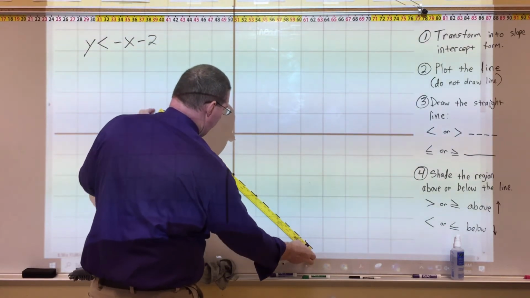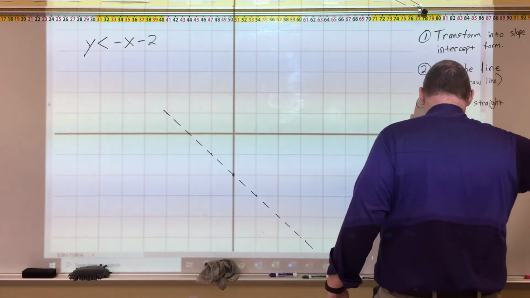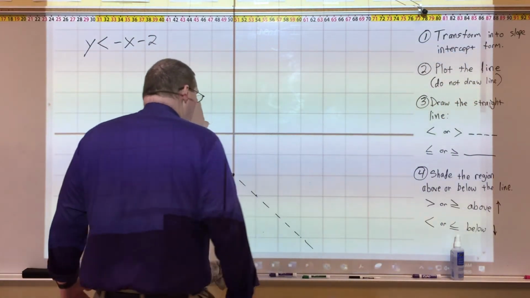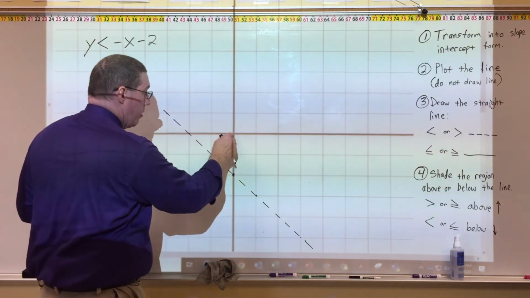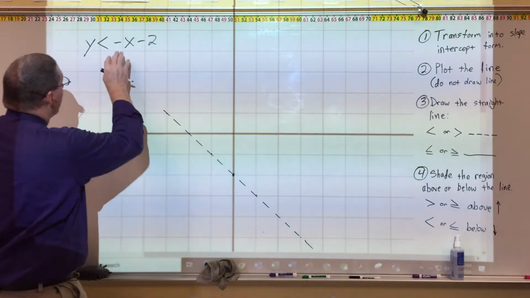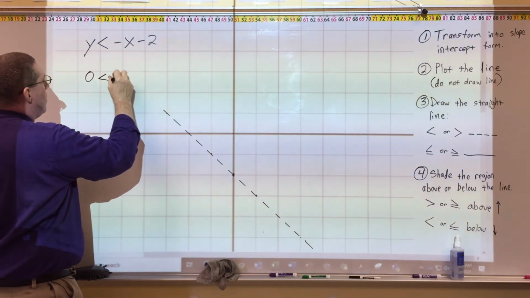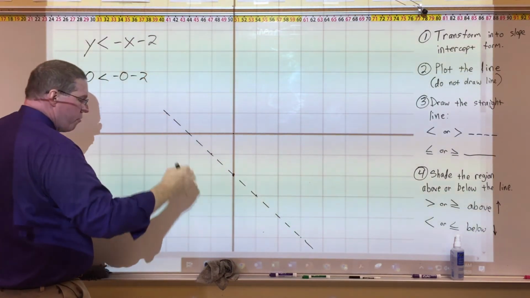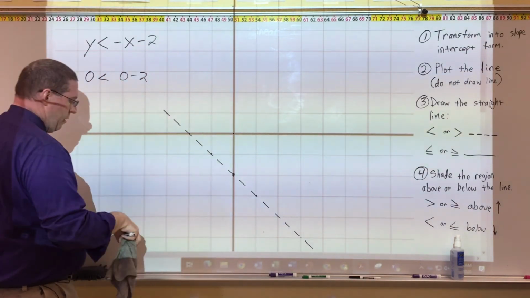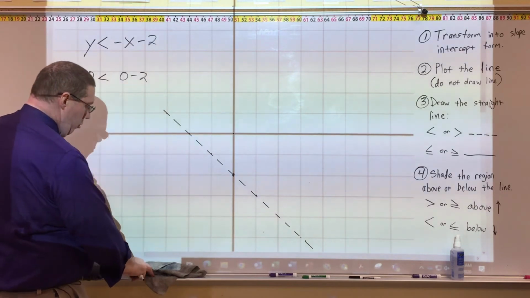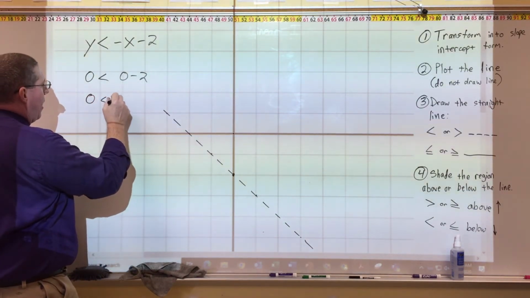And now all we have left to do is shade the correct region. Now, let's do the sample point, shall we? I like 0, 0. So we'll select 0, 0 and plug it in here. Put in a 0 for y: 0 is less than negative 0 minus 2. Well, there's no such thing as negative 0. 0 is neither negative nor positive, so we're just going to make it 0 minus 2. And 0 minus 2 is negative 2, so we have 0 is less than negative 2.